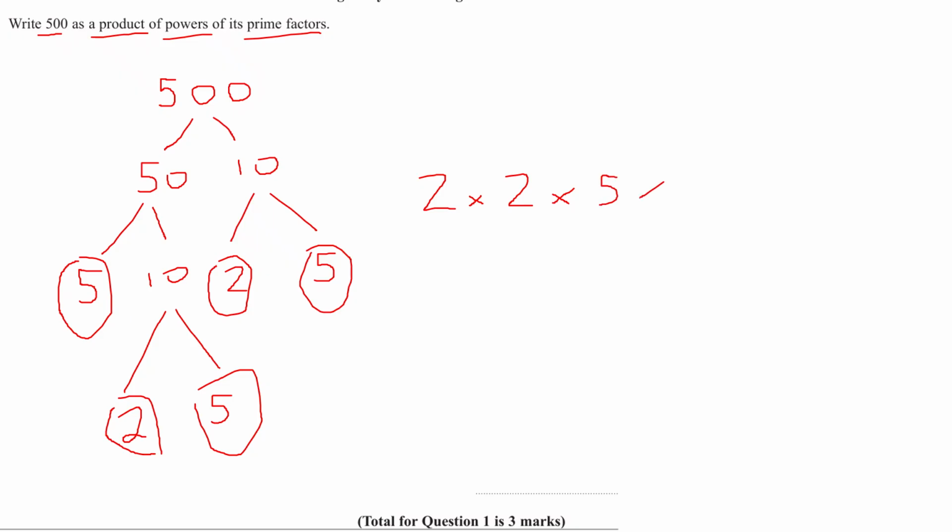Writing it in index form, so product of powers, I'm going to have 2 squared multiplied by 5 cubed. And that's writing 500 as a product of its prime factors. So it's prime numbers that multiply to make 500.